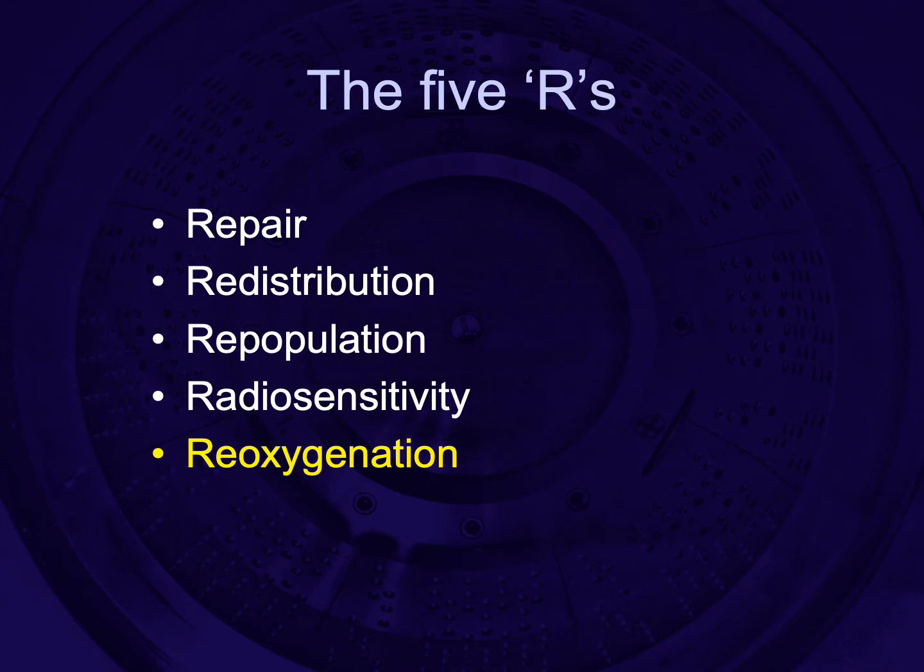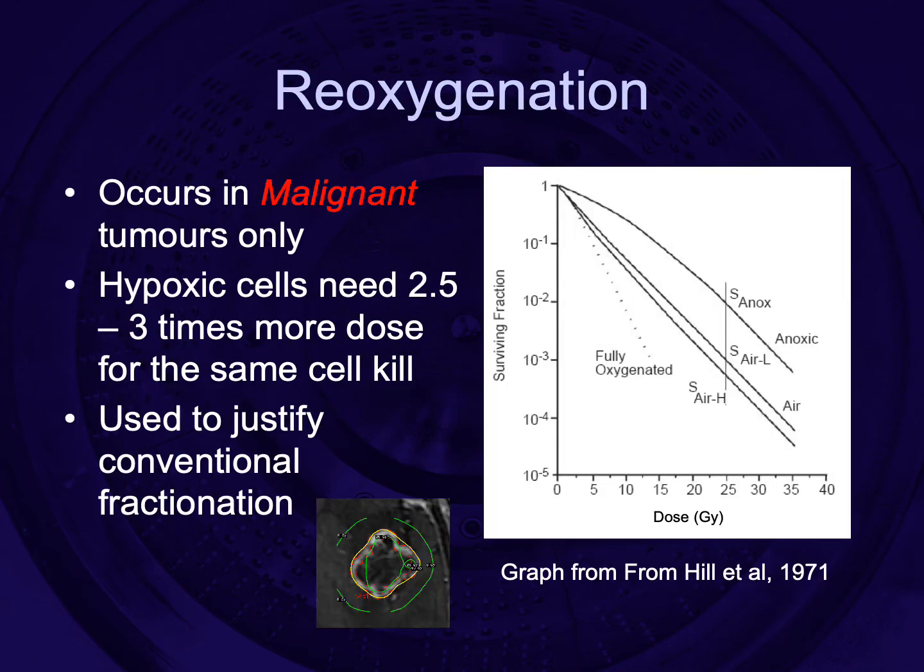So now let's look at re-oxygenation. This is a fascinating subject. We must remember that re-oxygenation or hypoxia, and this is the fact that hypoxic tissues are more radio-resistant to the same dose of radiation compared with fully oxygenated tissues. Hypoxic cells need between 2.5 and 3 times more dose for the same cell kill. But these do occur in malignant tumours only. But this is used to justify conventional fractionation.